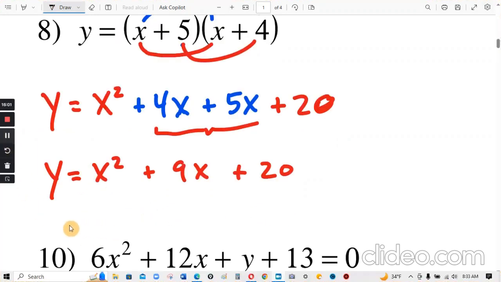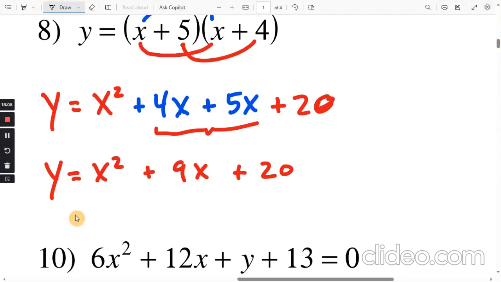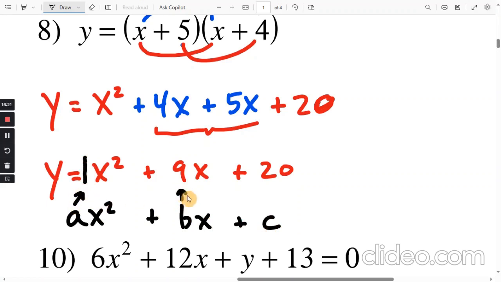Now from here, this equation is in the form of ax squared plus bx plus c. So you can finish that one on your own. You can see the a is just a positive 1. And you can see the value for b is just positive 9. So you can continue that problem just like the other ones.